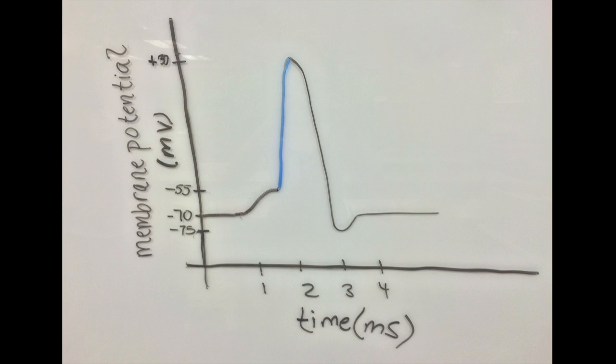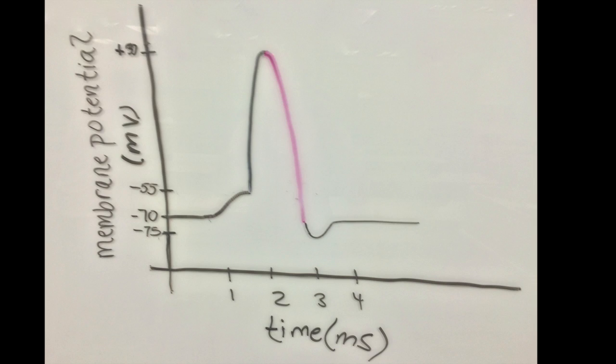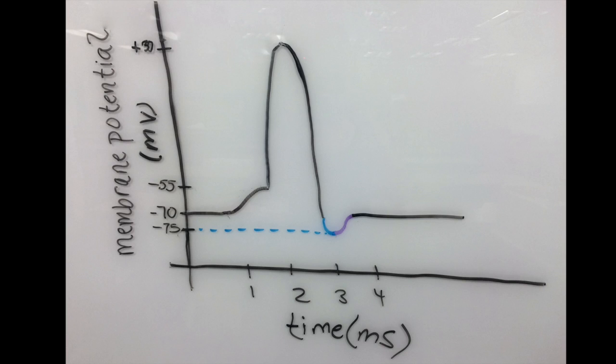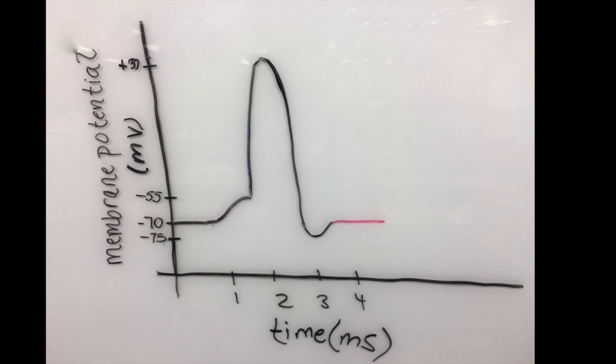During the depolarization phase, the membrane potential increases rapidly to about +30 millivolts, followed by a rapid decrease during repolarization. Hyperpolarization occurs when the membrane potential becomes more negative than its initial resting state. Once the nerve returns to its resting membrane potential, the cycle is ready to start again.